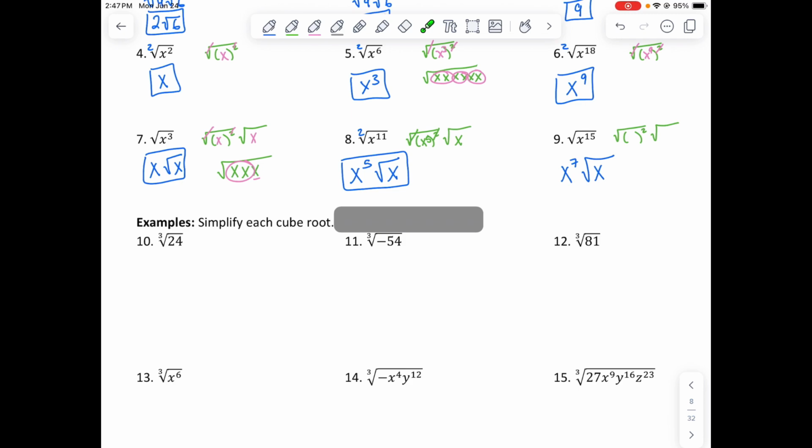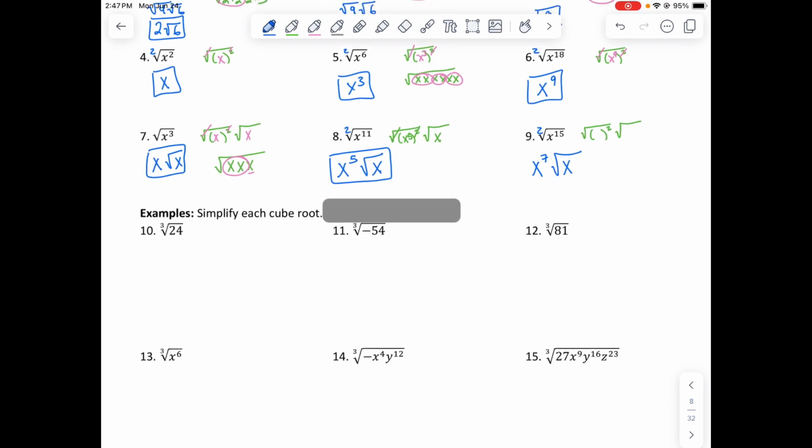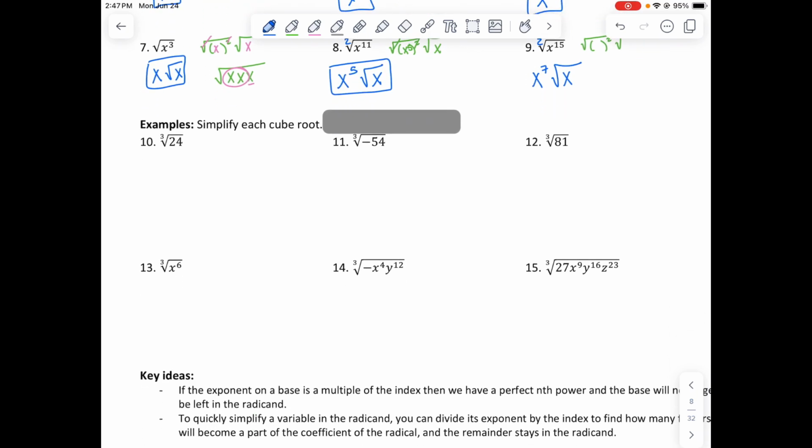I could write out 11 factors of x, circle 5 groups or pairs of them, and be left with 1 left over. And lastly, the square root of x to the 15th, we get x to the 7th times x, because 15 divided by 2 is 7. We have 7 pairs of x's in the radicand and 1 x left over that would stay in the radicand.